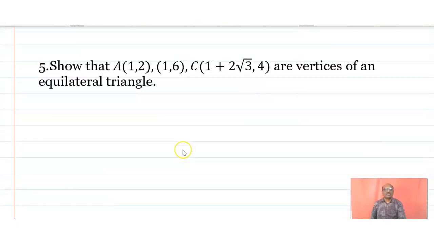Now the next problem. Question number 5, show that A (1, 2), B (1, 6), C (1 plus 2 root 3, 4) are the vertices of an equilateral triangle. So what is an equilateral triangle? All its sides will be equal. Therefore here the solution.